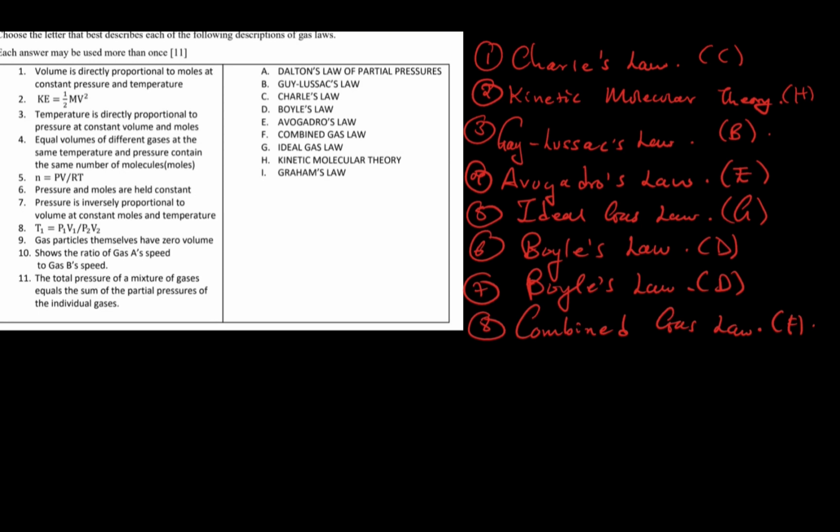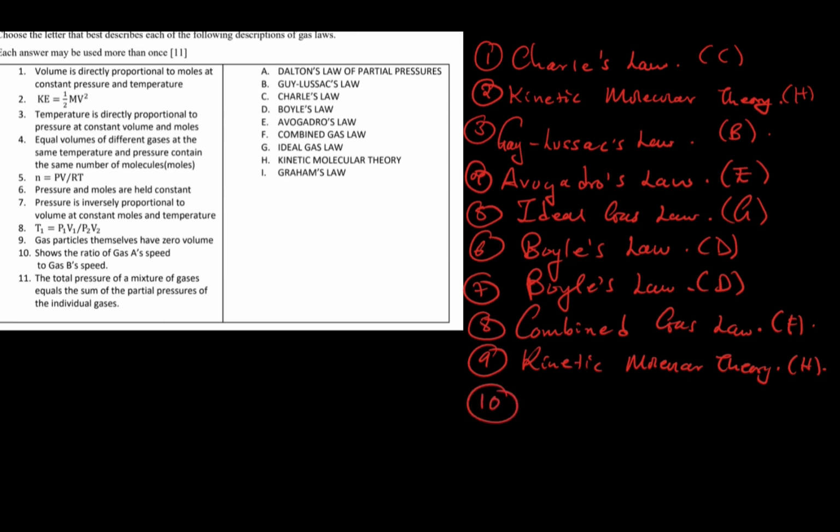Then basically, if we move on to the other aspect, which we have as 9 in this case, which states that gas particles themselves have zero volume. All right, so gas particles themselves having zero volume looks at what is known as the kinetic molecular theory, which is basically H. So the kinetic molecular theory explains that gas particles themselves have zero volume.